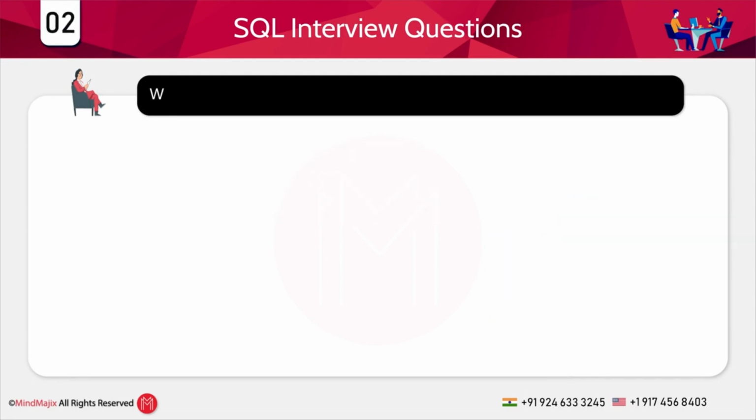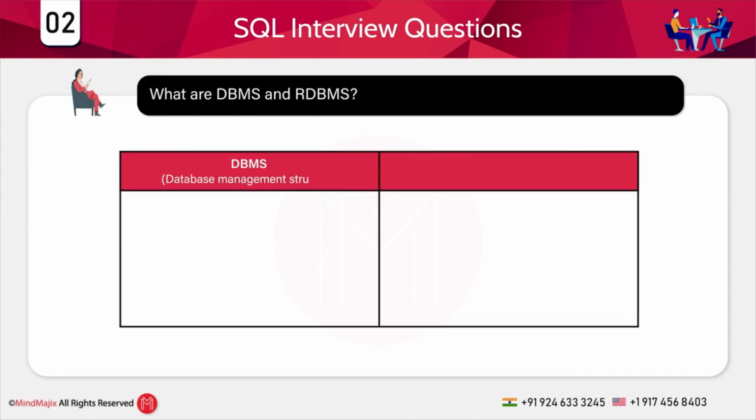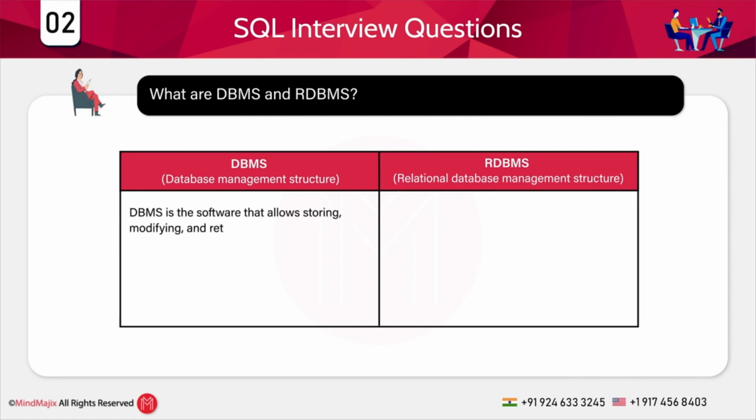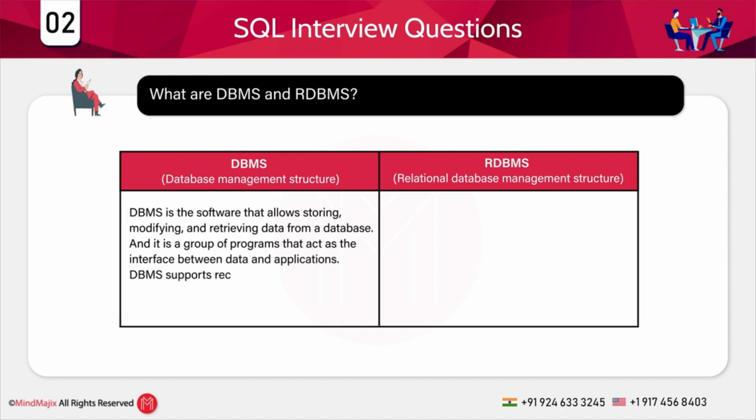The next question is, what do you mean by DBMS and RDBMS? So DBMS is nothing but database management system. So this is a software that allows storing, modifying, and retrieving data from a database. And it is a group of programs that act as the interface between data and the applications. So DBMS supports receiving queries from applications and retrieving the data from the database.